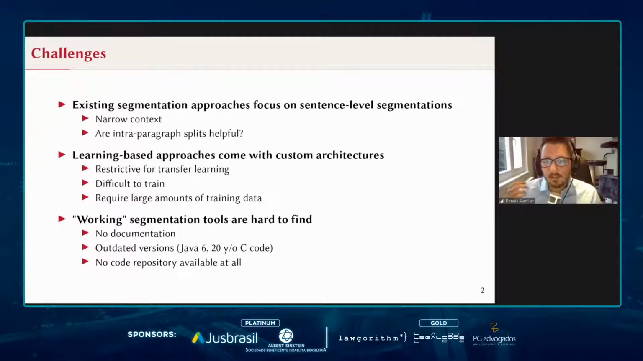When we look into this, specifically for the legal domain, there are a lot of hurdles that come with using existing methods. If you're looking at learning-based approaches, they usually come with custom architectures, which have restrictive transfer learning capabilities. Most of them are some kind of hierarchical LSTM model, which is very difficult and unstable to train. You have exploding and vanishing gradients. And last but not least, they usually require large amounts of training data, which is not available in domain-specific applications such as the legal domain.